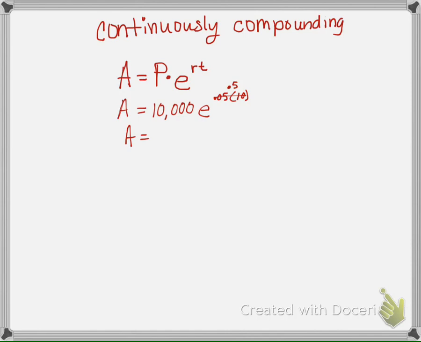What'd you get? Same one? With more change. 16,487 with a little bit more change. Yep. This is the absolute maximum amount of money that you could squeeze out of that investment. And that'll be the application that we use for the Euler number today.